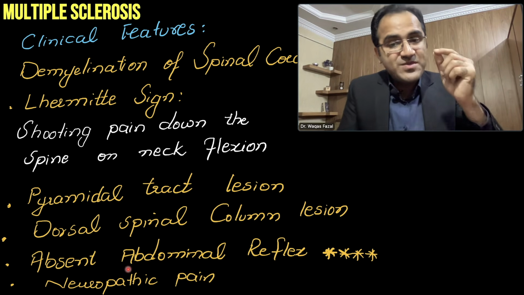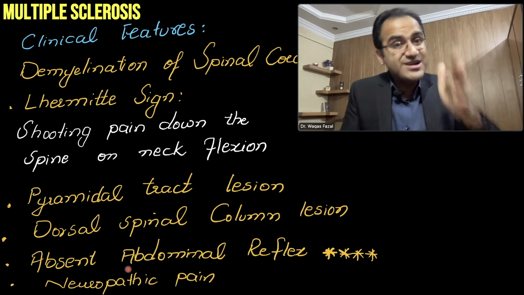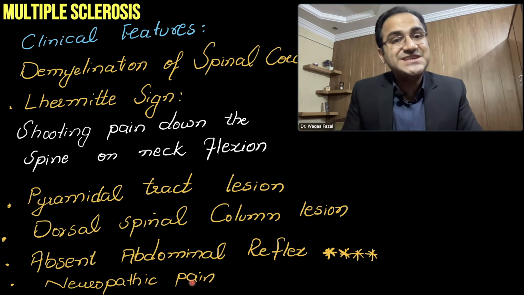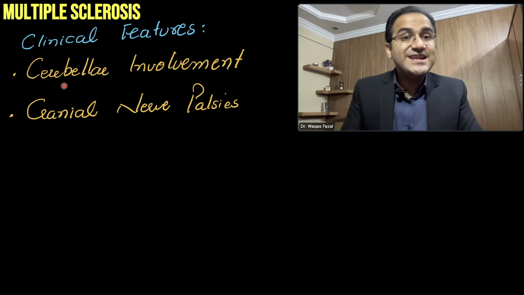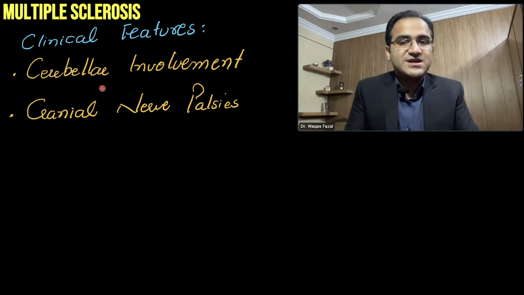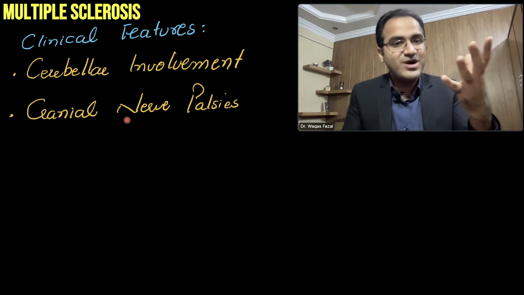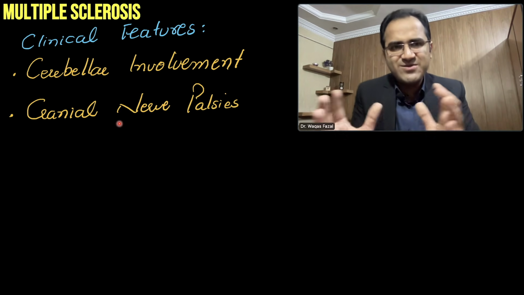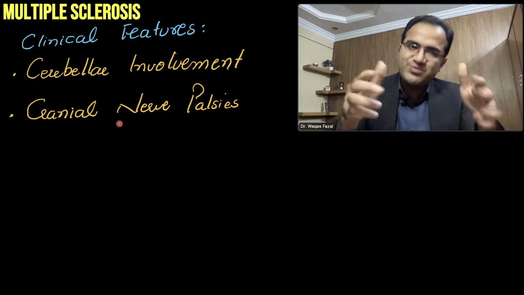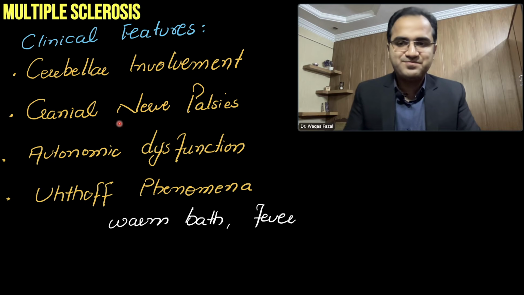And remember, abdominal reflex loss is one of the early findings of multiple sclerosis. Neuropathic pain due to sensory nerve damage. Cerebellum can also be involved, and there will be ataxia, nystagmus. Cranial nerve palsy, third nerve palsy, facial nerve palsy can be seen in multiple sclerosis.